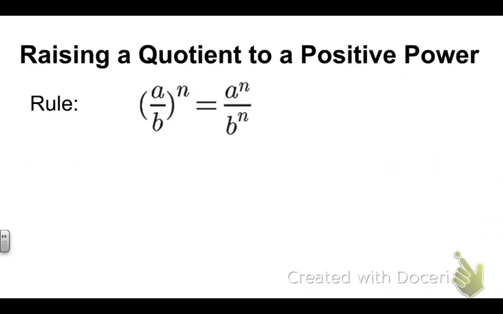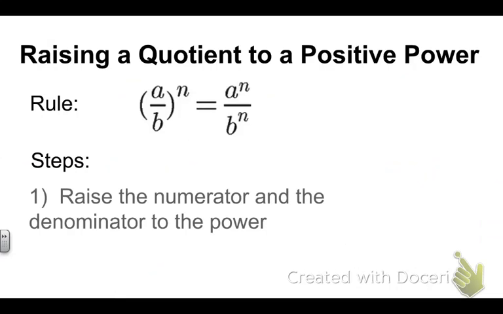Raising a quotient to a positive power. So here's your rule. We've got different ones for positive and negative powers. If you've got a divided by b, it's being raised to a positive n. Look what happens. That n went on the a and on the b. It kind of got split. Alright? So your steps, raise both the numerator and the denominator to that power.